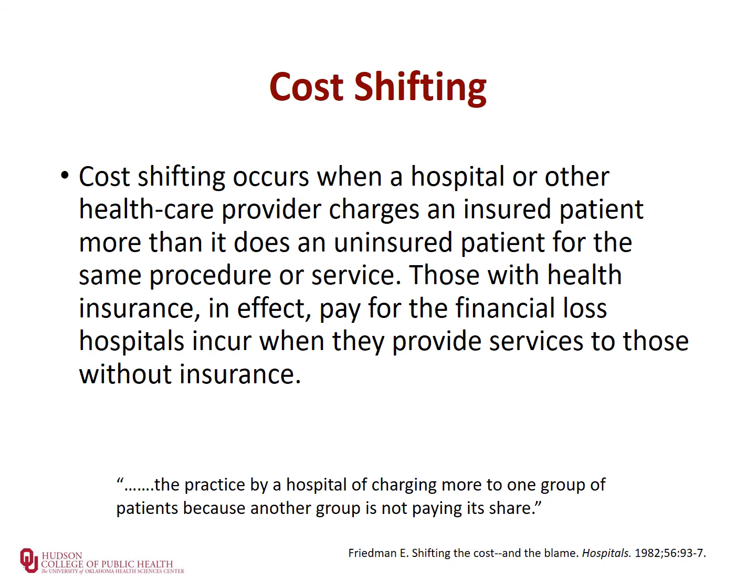And so it's been shown in some studies that up to $1,000 per year of your coverage goes to pay for the cost of care for the uninsured. We cost shift. We have universal health care. It's just you're paying for it with your private insurance. So it's basically the practice by a hospital of charging more to one group of patients because another group isn't paying its share. So it's a well-known problem.